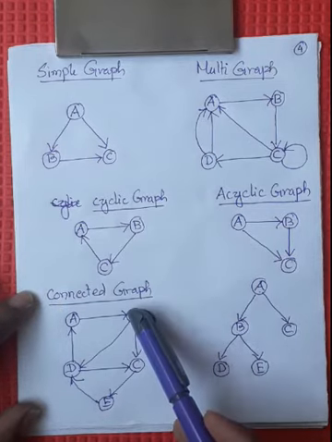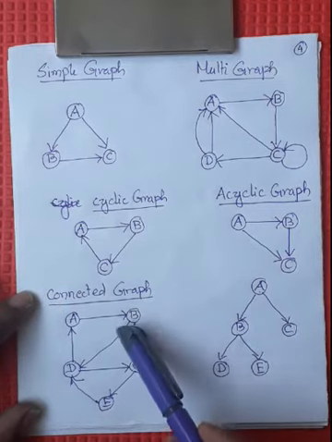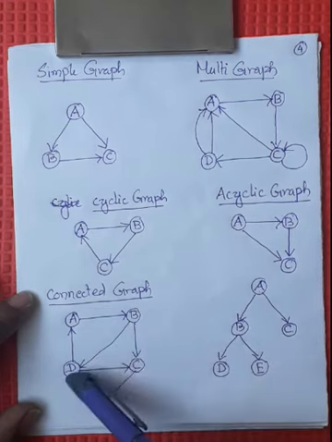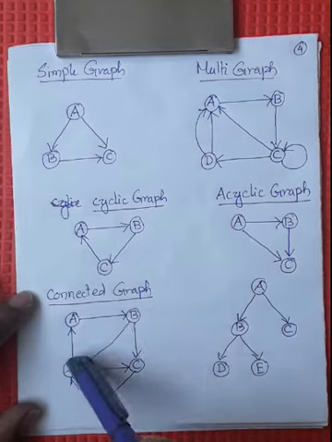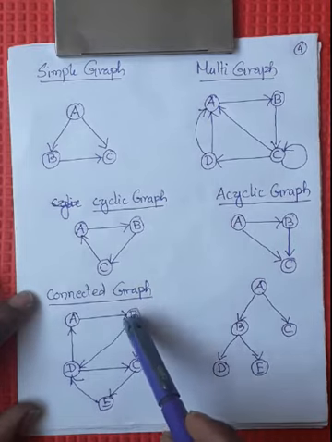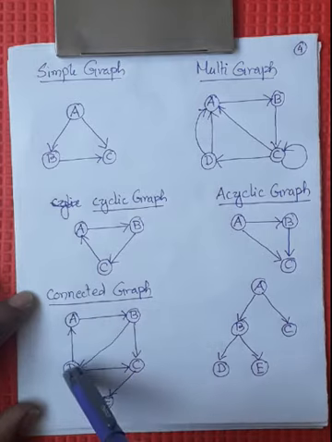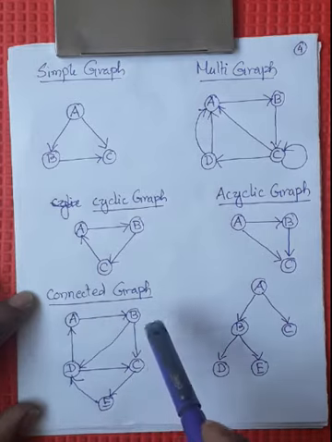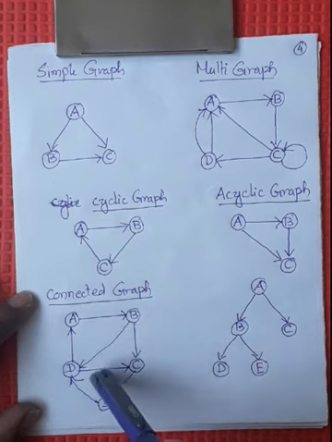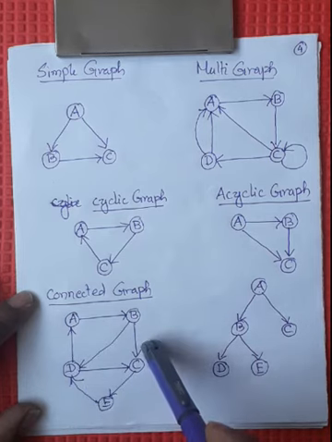Similarly, from B to A you can also go through D. B to D you can go, B to C you can go, B to E also you can go. Means from B to all other nodes there is a connecting line, means there is a path. From C to all other nodes there is a path, from D to all other nodes there is a path. Means from each node to all the rest of the nodes there is a path.